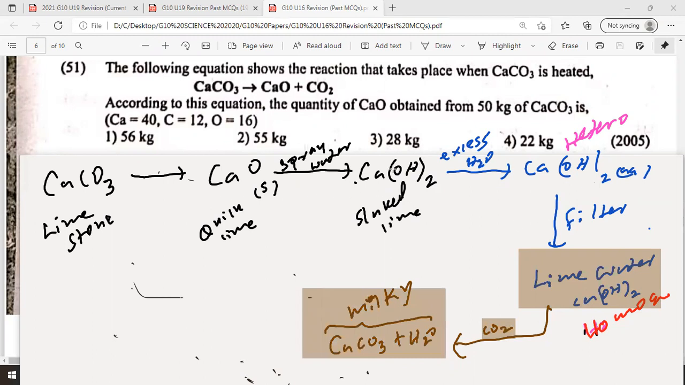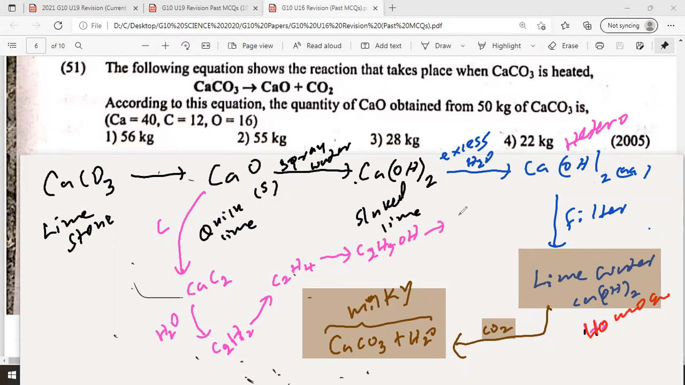And one more thing. There are many other products. This calcium oxide, you can heat with carbon. Then you get calcium carbide. Calcium carbide is used for ripening fruits. If you add water to calcium carbide, you get acetylene, C2H2. Ethylene is used as an artificial plant hormone. This one you can convert into C2H4. C2H4 you can convert into C2H5OH. C2H5OH you can convert into CH3COOH.